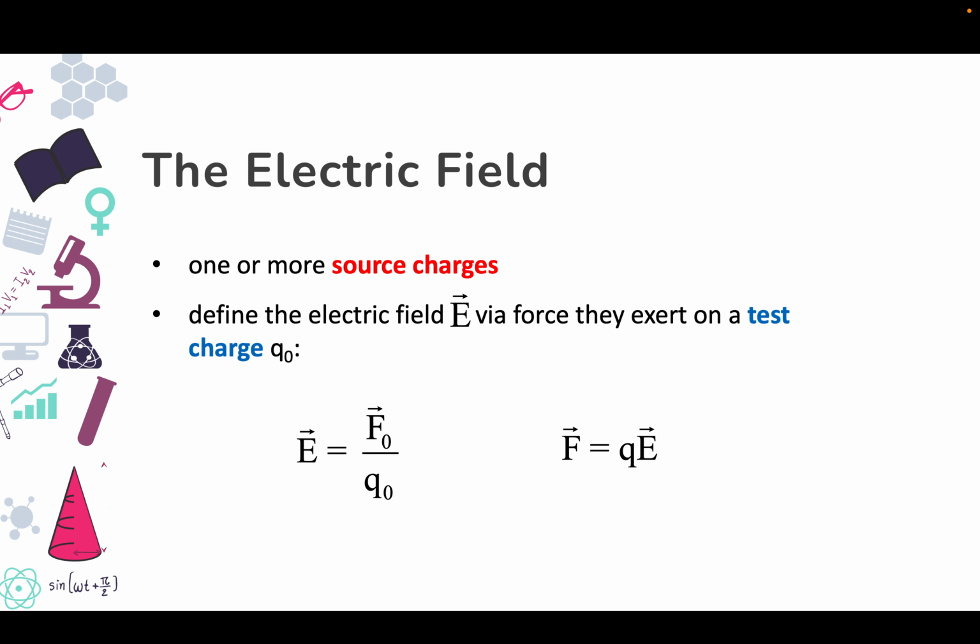Of course, there could be one or more source charges, and if you need to identify the electric field, E, via the force they exert on a test charge Q0. So E is actually the force all over the charge. And in the simplest formula, that will be F is equal to QE, where E is your electric field. Again, electric field is just a ratio of the force versus the charge. So that's F over Q.